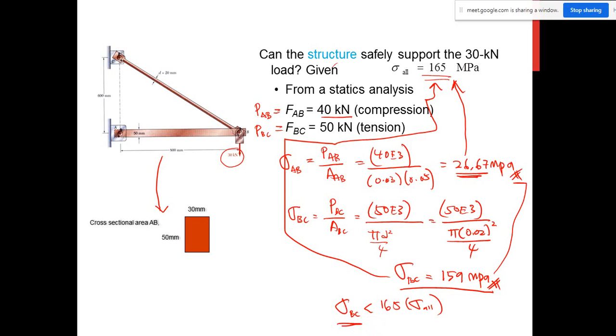Member BC can support the load of 30 kN, and member AB can also support the load of 30 kilonewton. So that means the structure is safe.